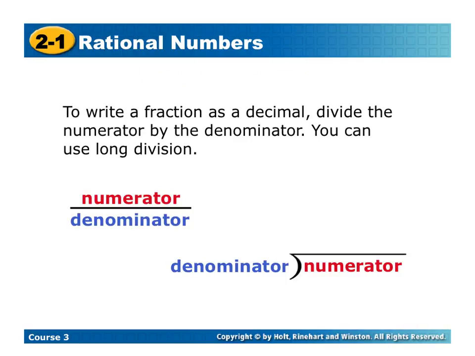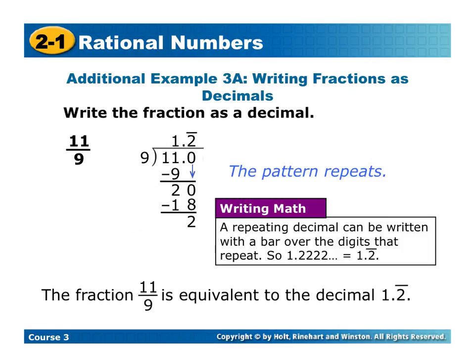Now when we're going the other way and we want to write a fraction as a decimal, we can divide the numerator by the denominator, and we can do this using long division. So numerator over denominator, remember the numerator always goes inside and the denominator outside. So if we look at this example here, we have 11 divided by 9. Notice our 11 went inside the division sign, the 9 on the outside.